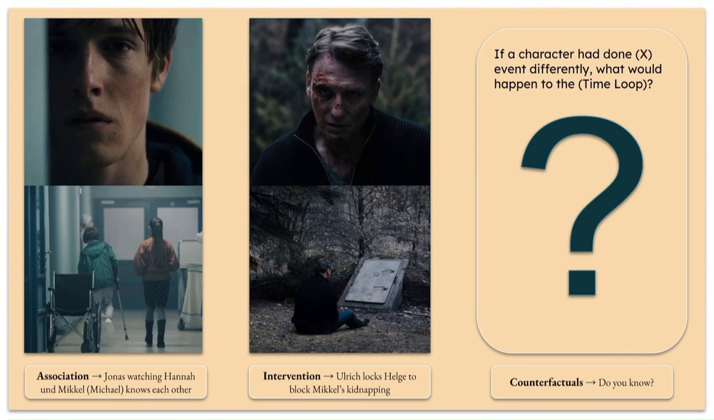And counterfactuals. I haven't seen season 2 or 3 yet, but I can give you a hint. It's about if a character had done XYZ event differently, what would happen to the time loop in the Dark TV show? So you can drop a comment and tell me, do you know it?